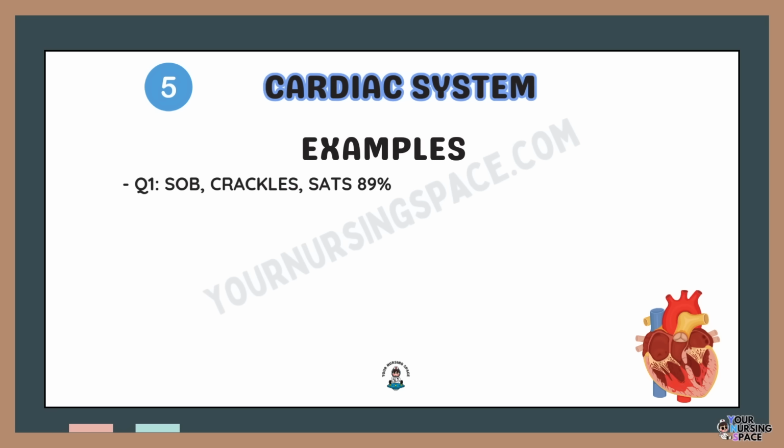To wrap up, let's test your understanding with a couple of quick scenarios. Imagine a patient who's short of breath, has bilateral crackles in the lungs, and oxygen saturation at 89%. Is this left-sided or right-sided heart failure? It's left-sided because the lungs are flooded with fluid, pointing to a left ventricular issue.